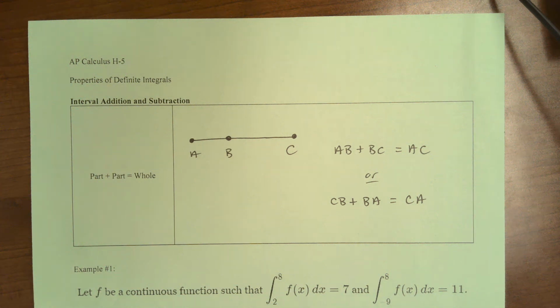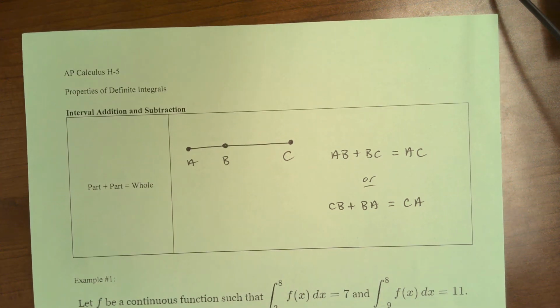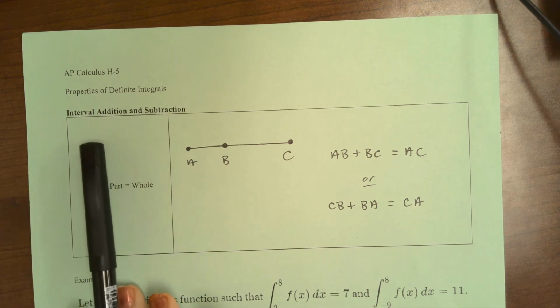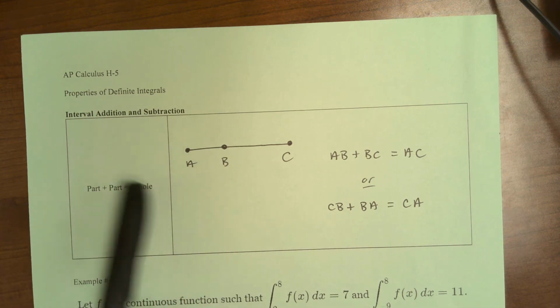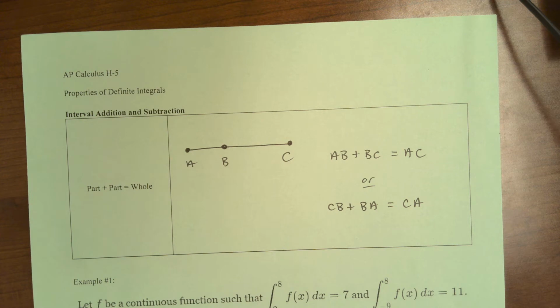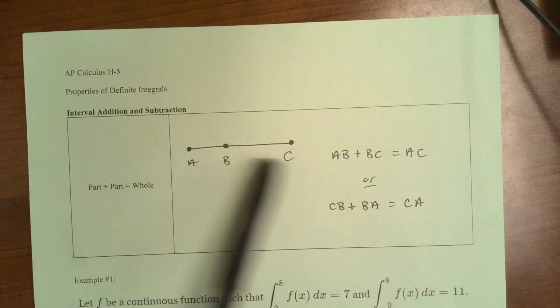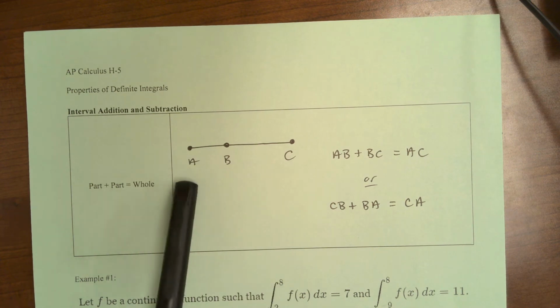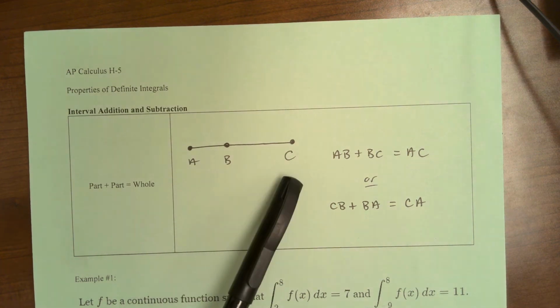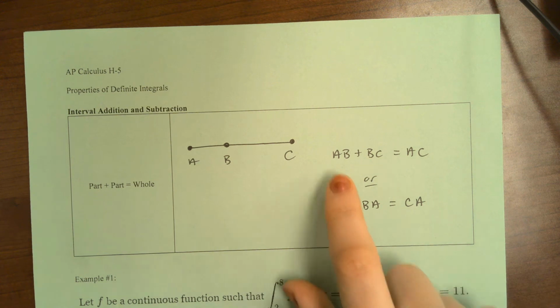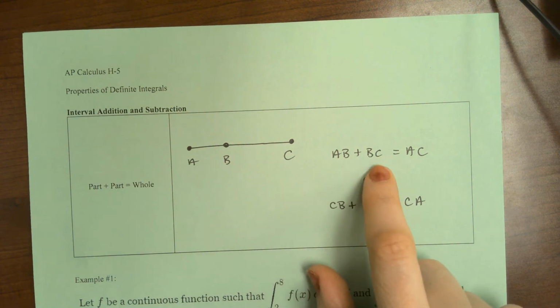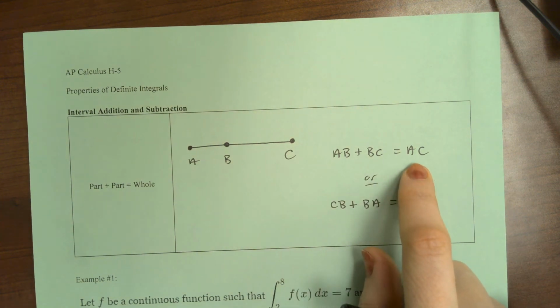Okay, so hi guys. So more properties of integrals. We're gonna first just review a concept, interval addition and subtraction. So you may remember from geometry this concept with line segments. Part plus part equals whole. So if you have this line segment AC, the two parts AB and BC, if you add them, you get the whole thing. So here, A to B plus B to C gives you A to C.